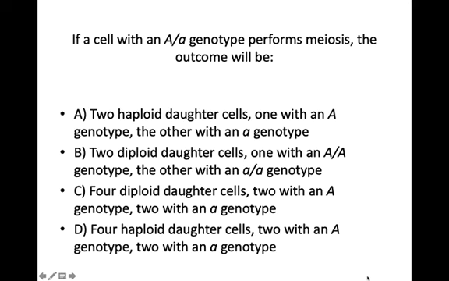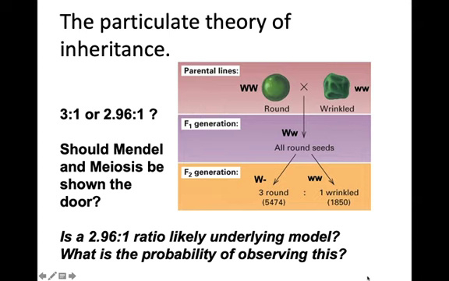I mean, that's wrong in 2 ways. First, you're not going to end up with diploid daughter cells. And then the other one is, those aren't even diploid daughter cells as stated. Those are actually haploid. So D is the right answer because you end up with 4 haploid daughter cells, 2 with a big A, right, which I showed in the previous work on the board, and 2 with the little a genotype.